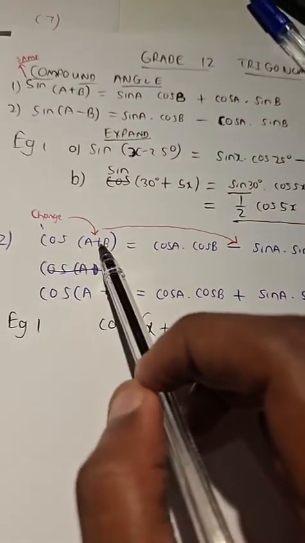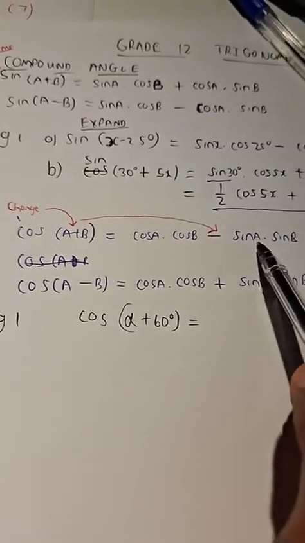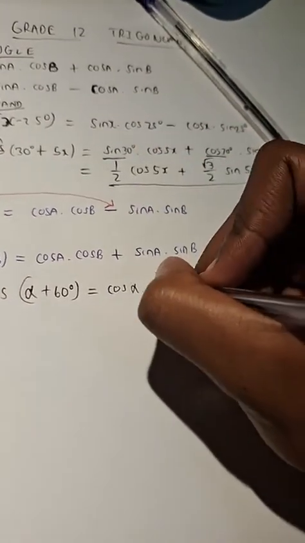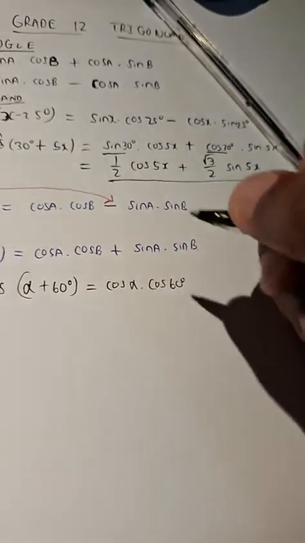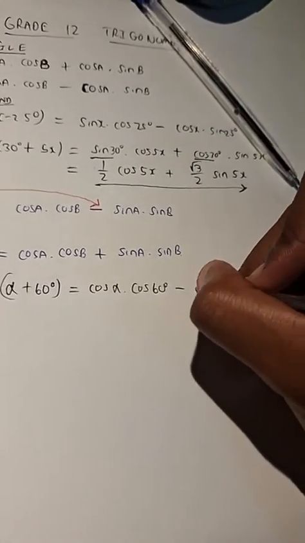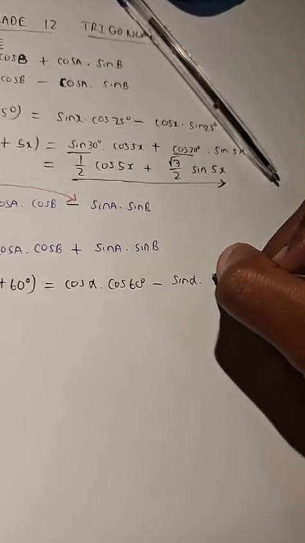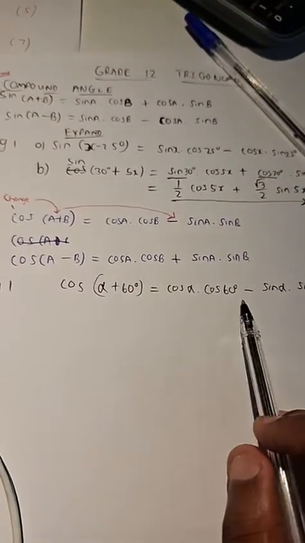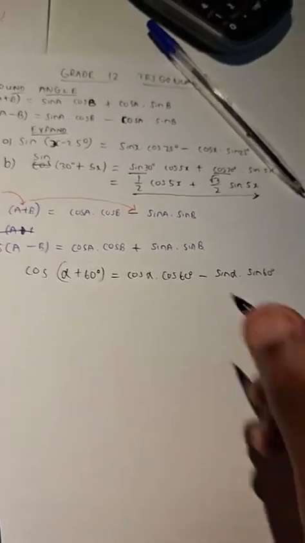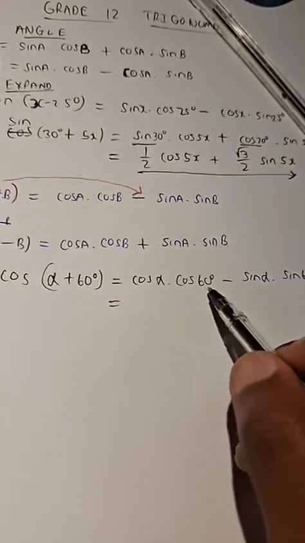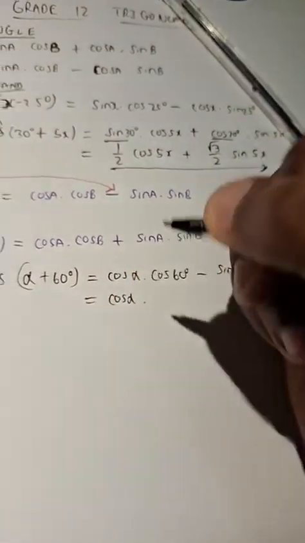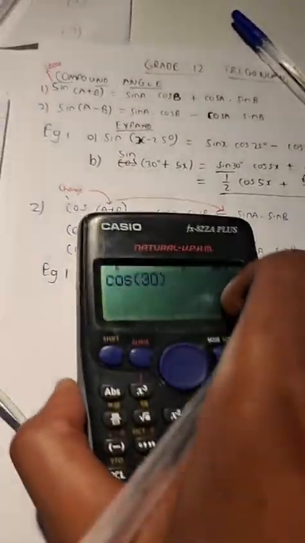Okay, cos A plus B is cos A cos B minus sin A sin B. So that means it will be cos of alpha cos 60 degrees minus sine alpha sine 60 degrees. Okay, that is the template. And then because we know that 60 degrees is a special angle, we are then going to substitute.